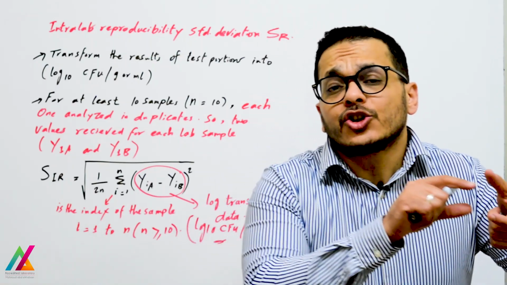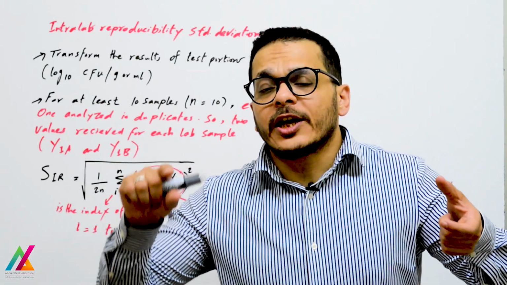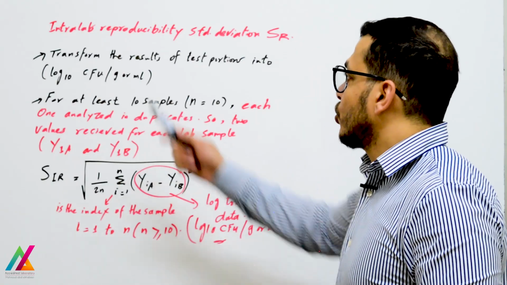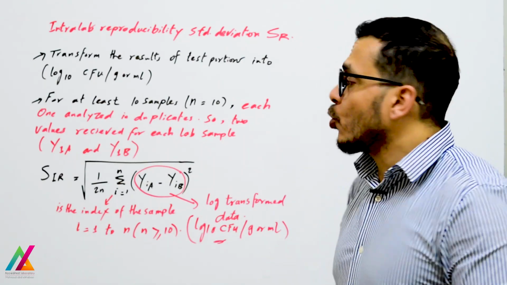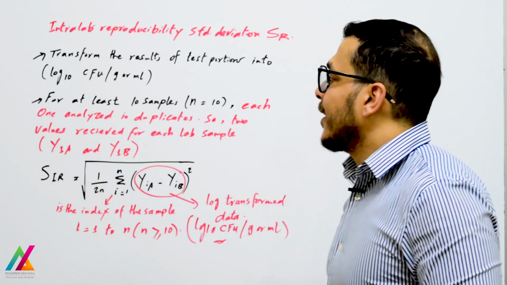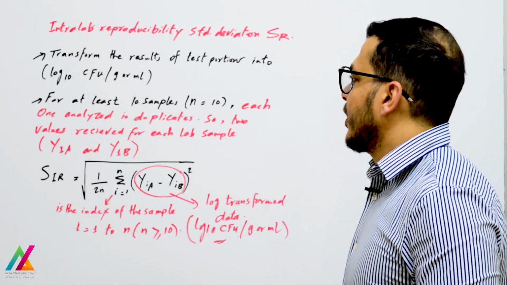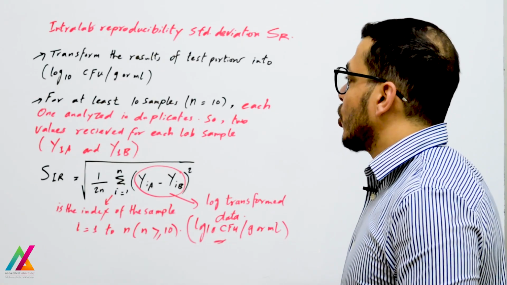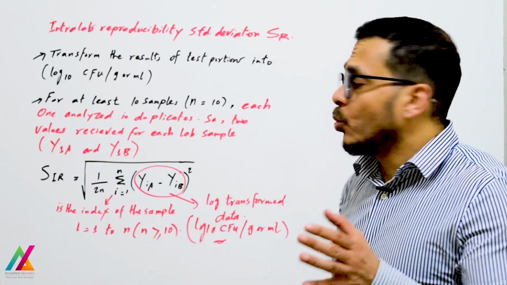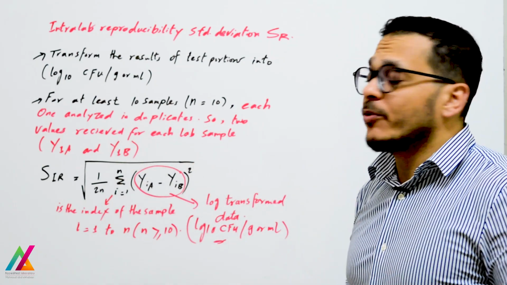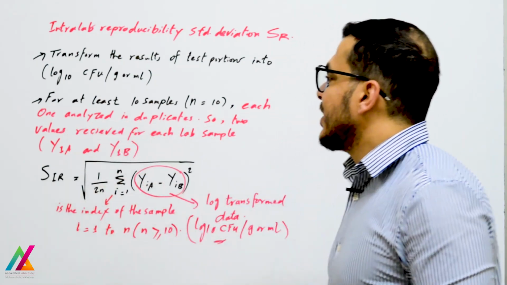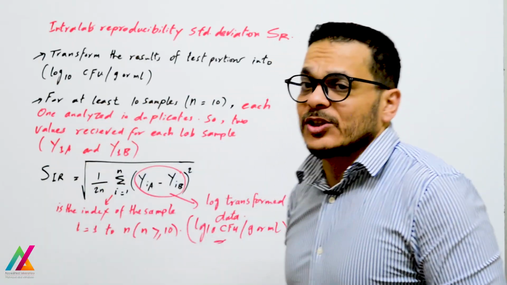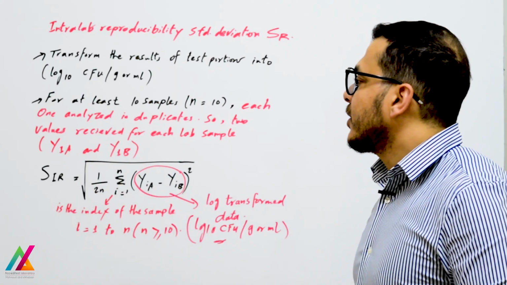These results should be transformed to log transformed data, log 10 CFU per gram or ml. So transform the results of test portions into log 10 CFU per gram or ml for at least 10 samples, n equal to 10 samples. Each one will be analyzed in duplicate as I explained before, so 2 values will be received for each lab sample, and these values will be like this: 1IA and 1IB.